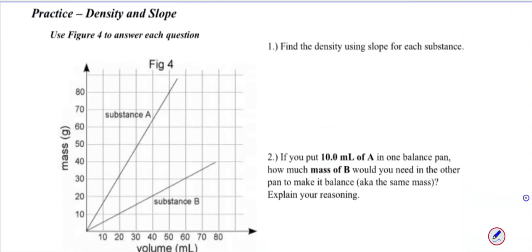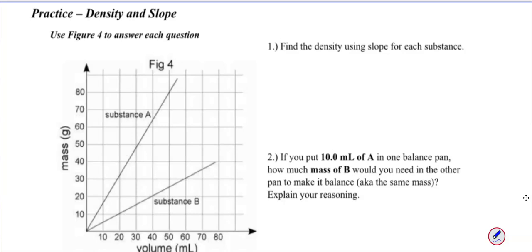Okay, so let's do this question here. It says, find the density using slope for each substance. I want you to pause the video and see if you can find the slope of each substance here. What I would do is find the easiest points to read, because slope should be consistent. It should be constant. If it's drawn out for you, this line isn't changing, so it doesn't matter which two data points you use. I always like to use the first and the last data point, but use ones that are really easy to read.